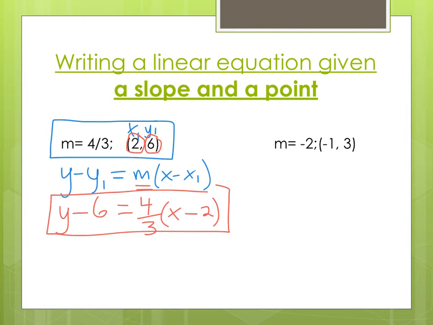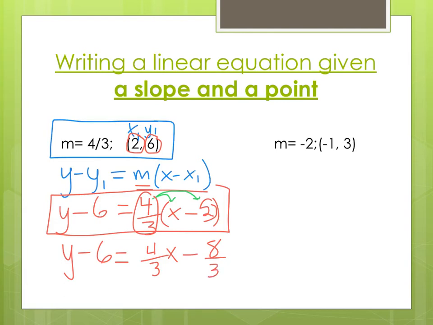If I were to solve for y here, the first step would be getting rid of those parentheses. So I would have to distribute that 4/3 to each term there. And so I get y minus 6 equals 4/3 x minus, well, if I take 4/3 times 2, that ends up being 8/3 overall. So it's going to be minus 8/3.